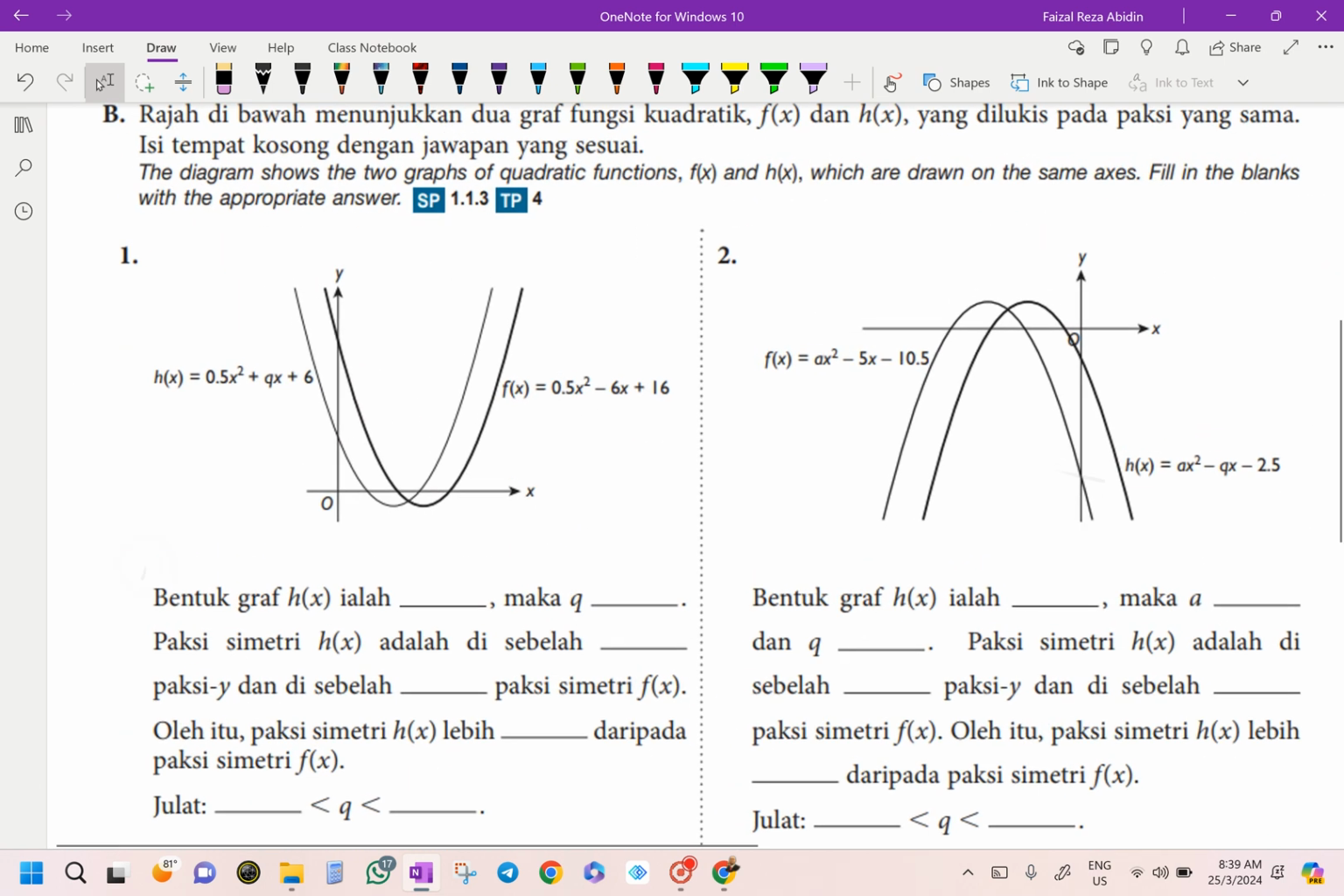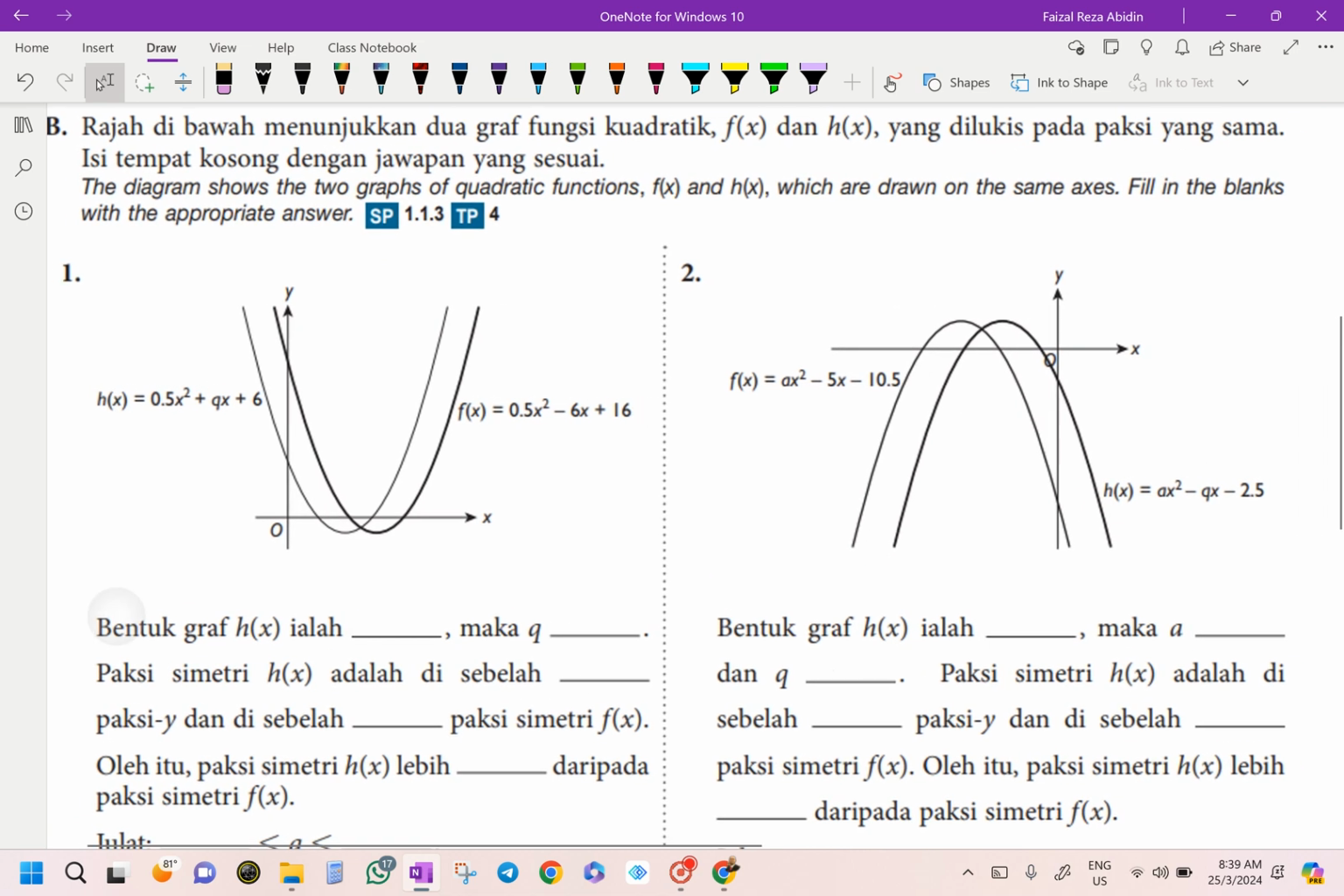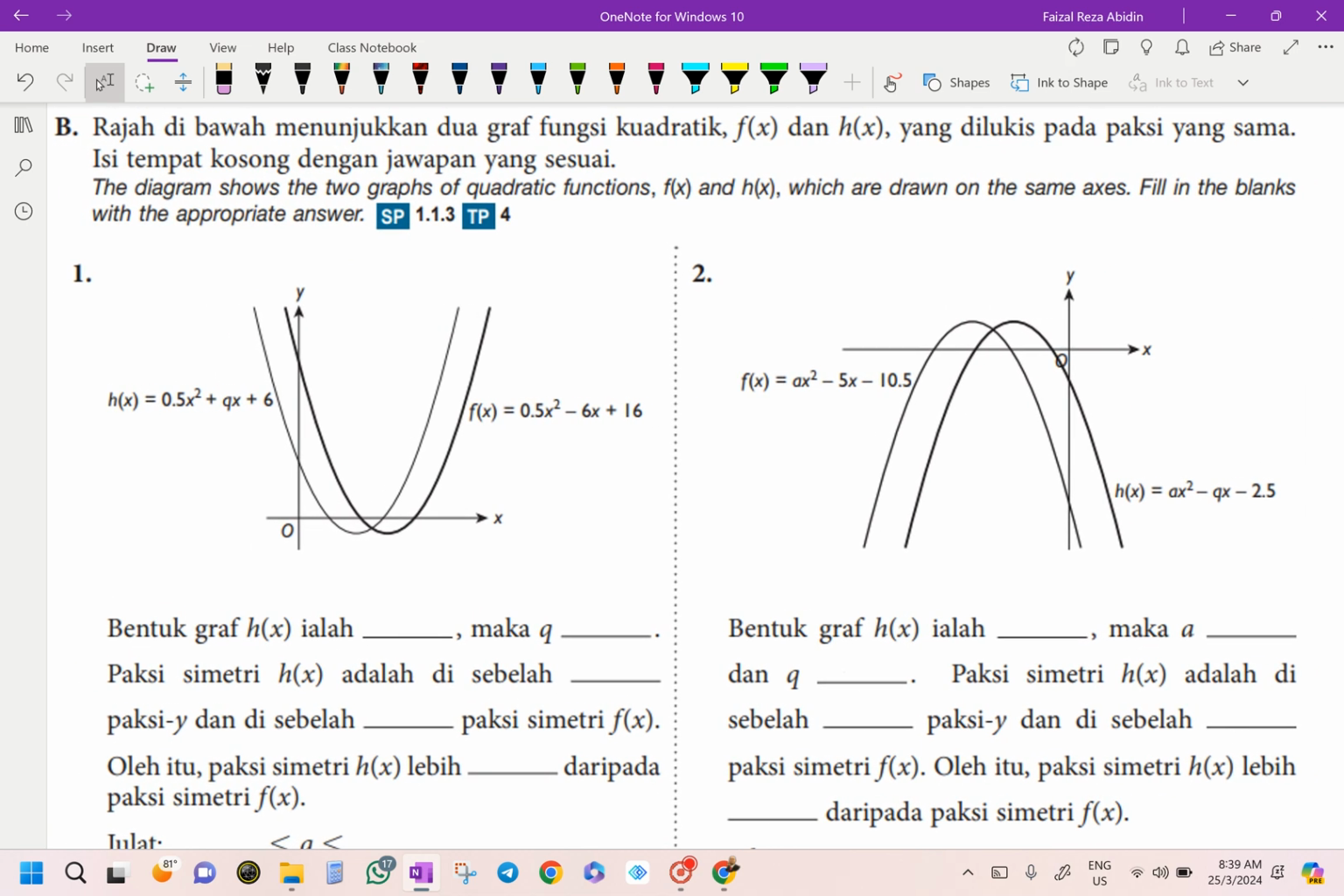Okay, if you look at B here, the diagram shows the two graphs of quadratic functions fx and hx. If you look there, fx and hx, there are going to be two graphs there. So how do I want to differentiate? Of course lah, saya akan buat macam ni. Fx saya this one. This is for my fx function, and this is for our hx function, the graphs there, which are drawn on the same axis.